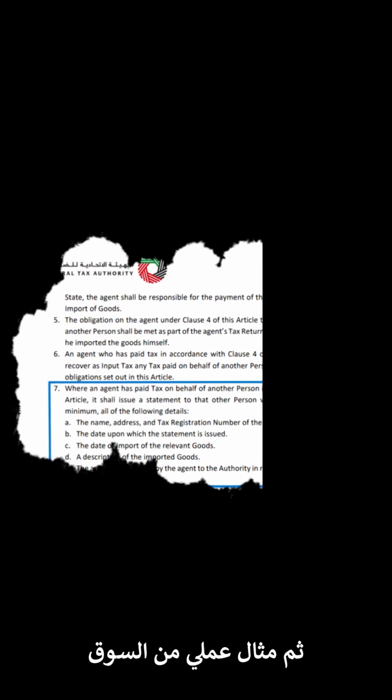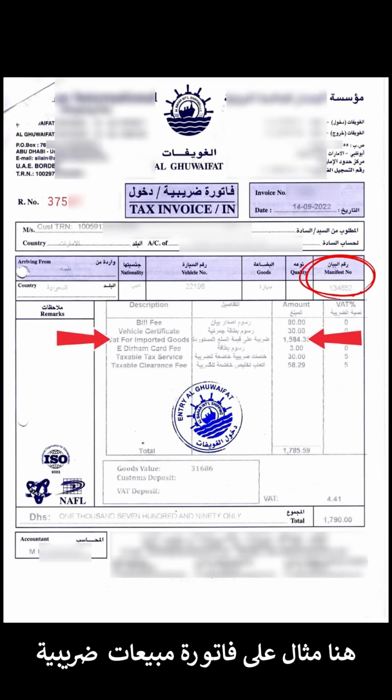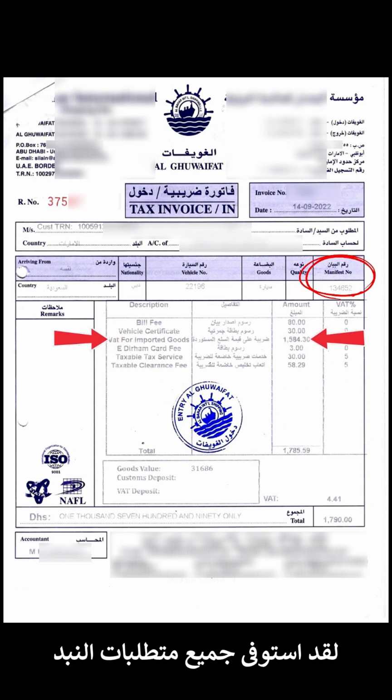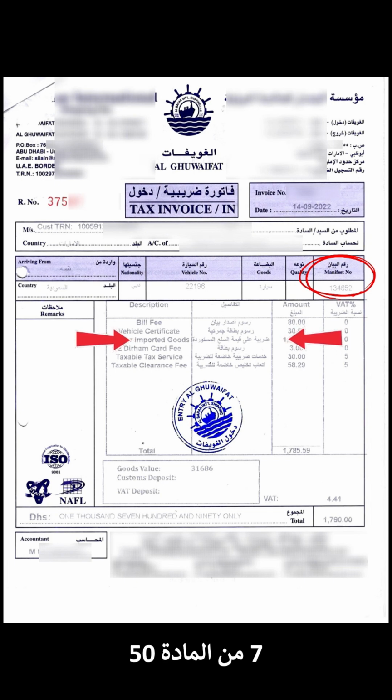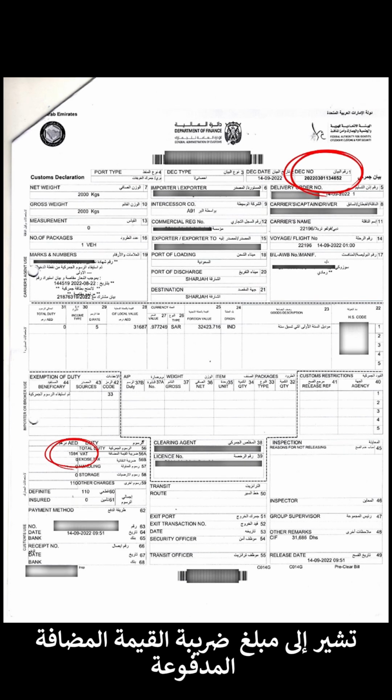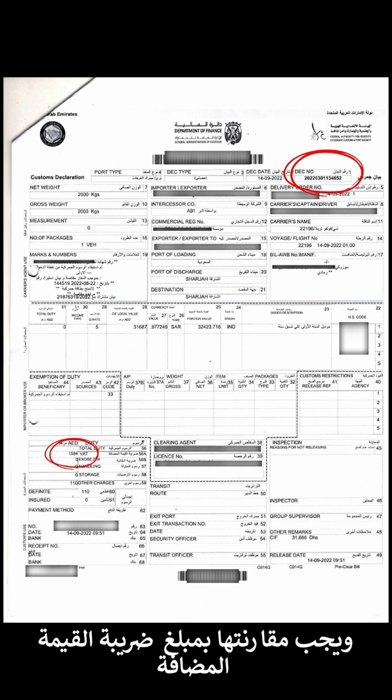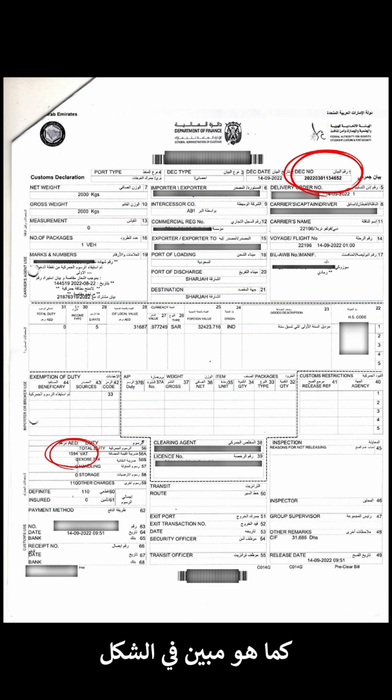Please find clause number 7 of Article 50 in Arabic and English, and then a practical example from the market. Here is an example of a tax sales invoice issued by the importing agent to the owner of goods. It has met all the requirements of Clause 7 of Article 50, indicating the amount of VAT paid that the owner of goods must pay. The customs declaration number must be stated on this document and must be compared with the VAT amount on the import declaration as shown in the figure.